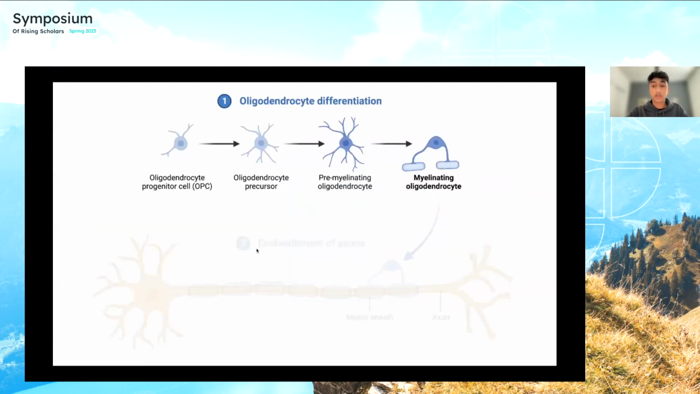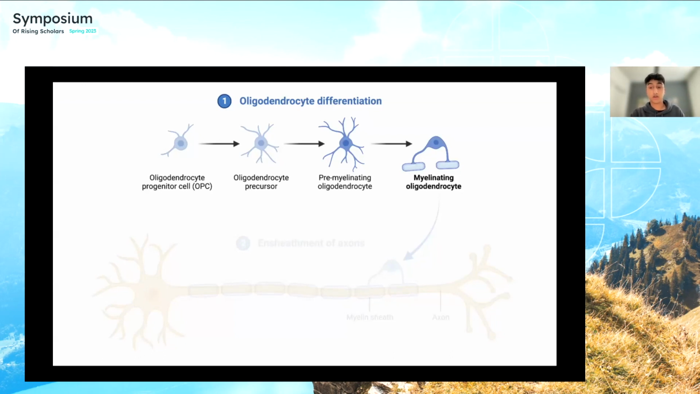So specifically, let's first look at how myelination happens. Oligodendrocytes stem from a precursor cell, which I will call OPCs, also known as NG2 plus glia. These cells then mature into oligodendrocyte precursors and then eventually become myelinating oligodendrocytes. These OPCs originate in the subventricular zone of the brain and then eventually migrate to regions where they're needed.